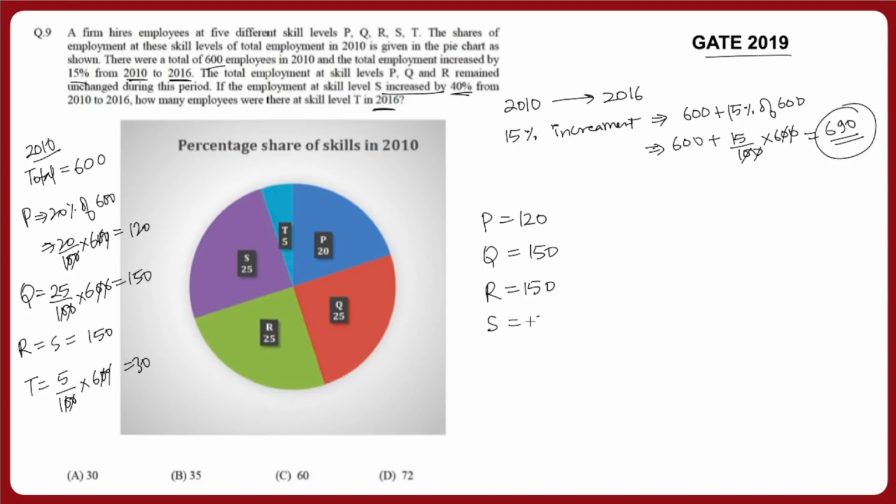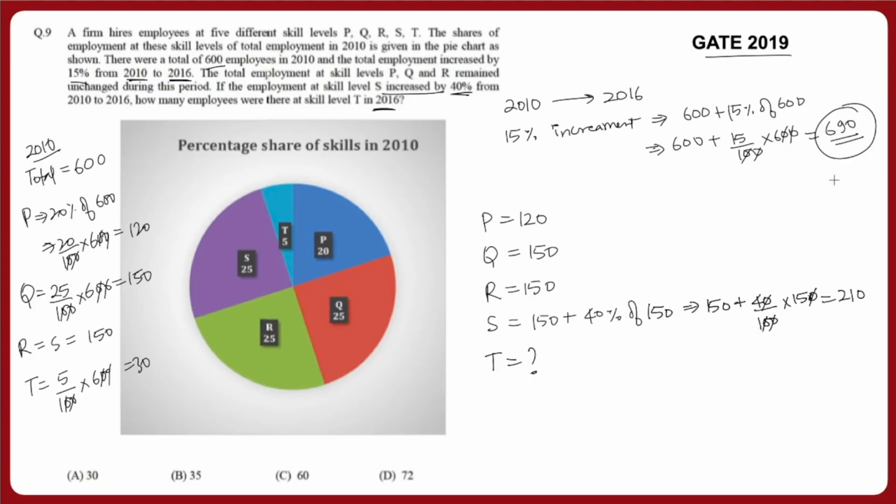So for S, it was already 150, and plus 40% of 150. So that will make it 150 plus 40 divided by 100 into 150. Now if you solve this, 15 into 4 is 60. If you add it, this is 210. So now S has 210 people. Next you have to find out how many people have skill T.